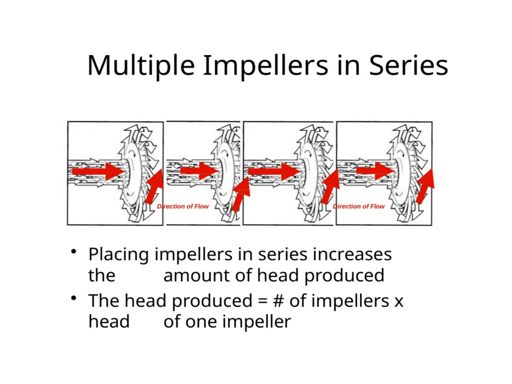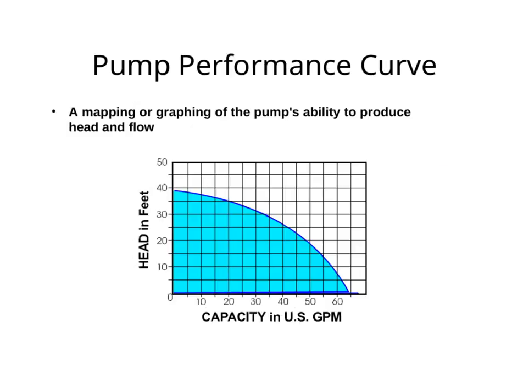Let's talk about the direction of flow and how it affects performance. When we place impellers in series, we're essentially stacking their power. This increases the total head produced, which is just a way of measuring pressure. The total head equals the number of impellers multiplied by the head one impeller creates on its own. So, more impellers in series means more pressure, and that's key for many applications.